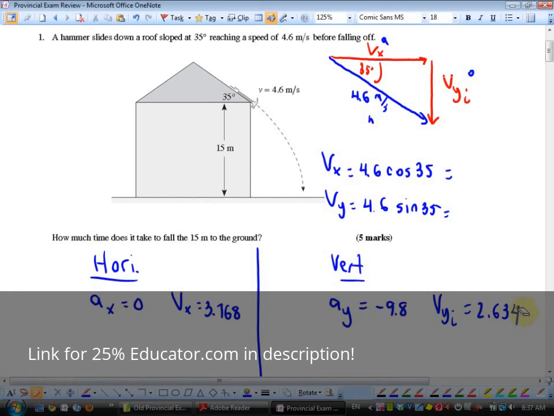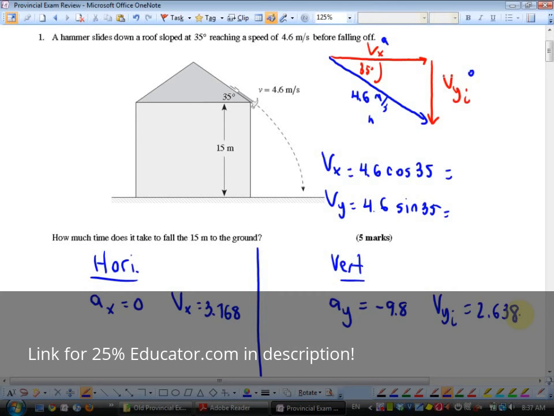2.638. Like that? Okay. Always carry a few extra digits if it's not your final answer. Don't be rounding off early. What do they want me to find in this question?